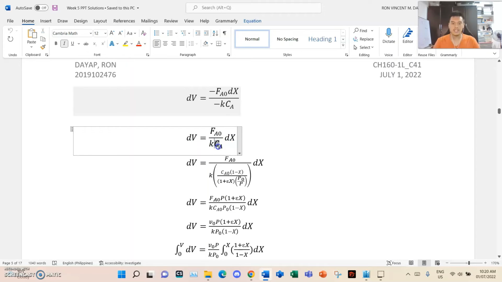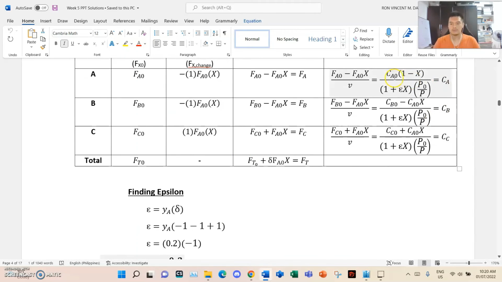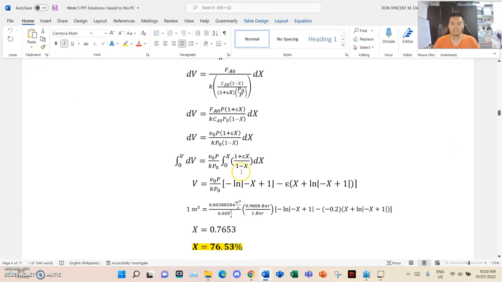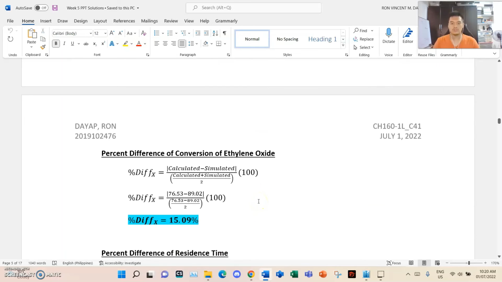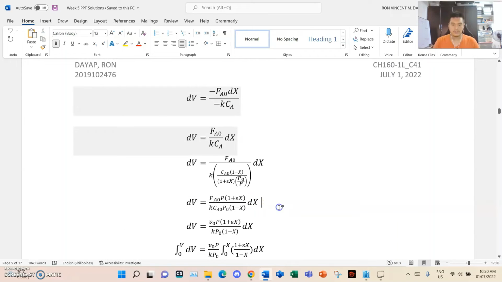And then CA can be redefined in terms of this equation. So we'll put it as such, and substitute FA0, and as you can see here, FA0 over CA0. And there's another thing you need to know about this, which is the molar flow rate, let me add it now.